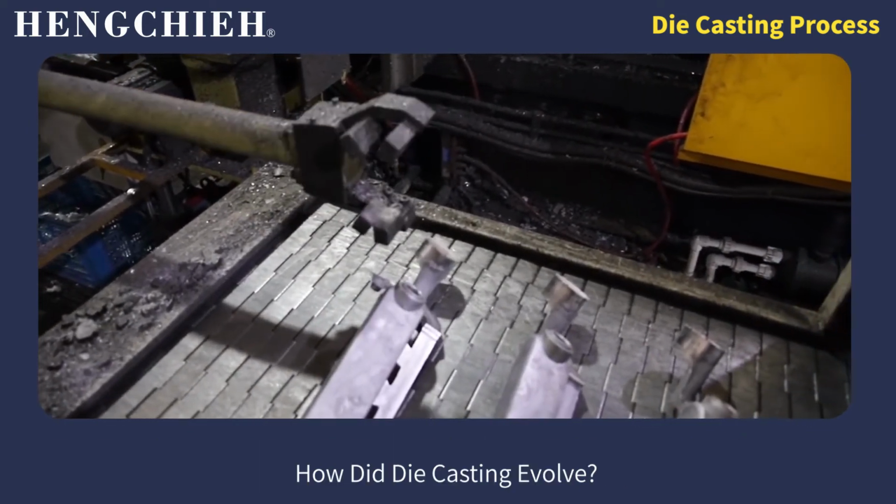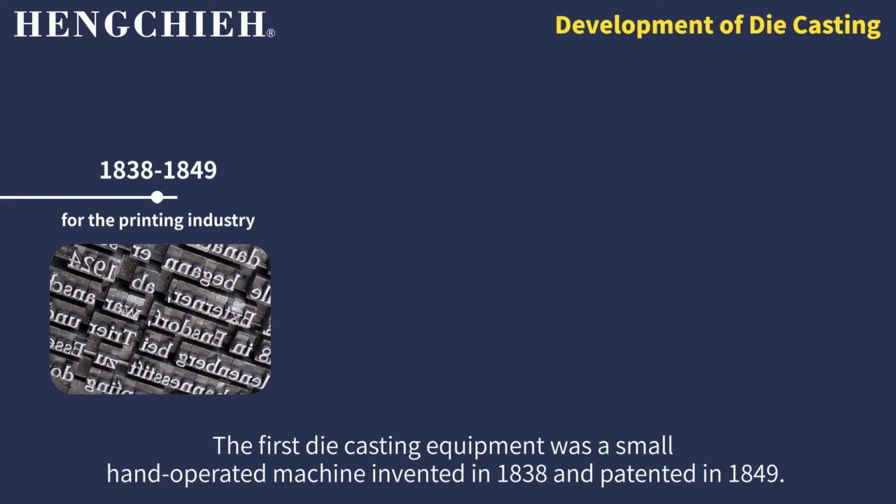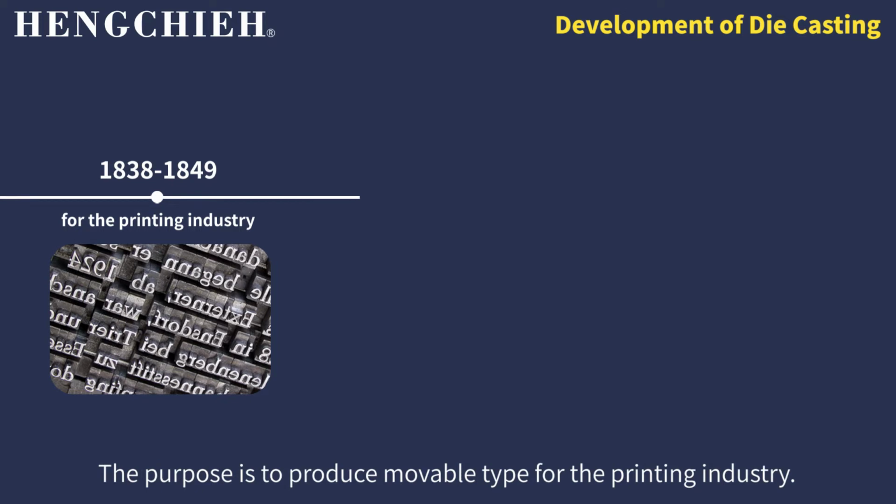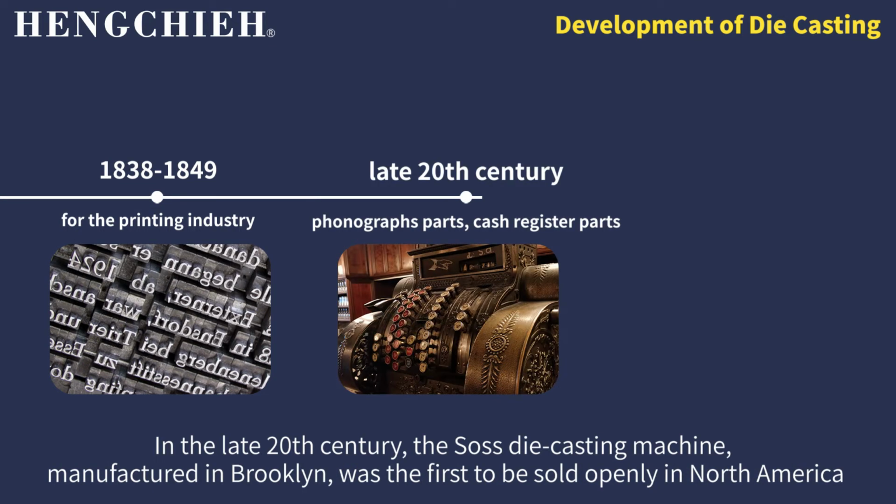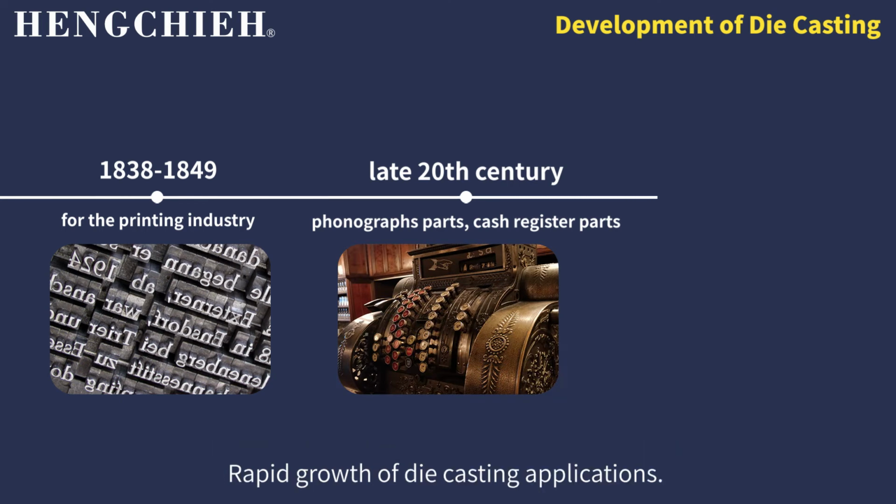How did die casting evolve? The first die casting equipment was a small, hand-operated machine invented in 1838 and patented in 1849. The purpose was to produce movable type for the printing industry. In the late 20th century, the Sauce die casting machine, manufactured in Brooklyn, was the first to be sold openly in North America. Rapid growth of die casting applications followed.